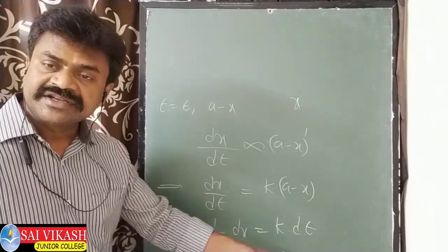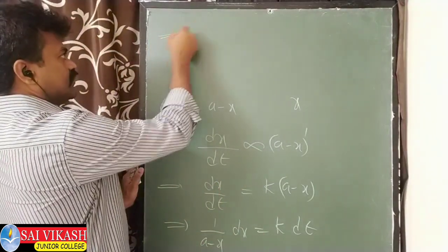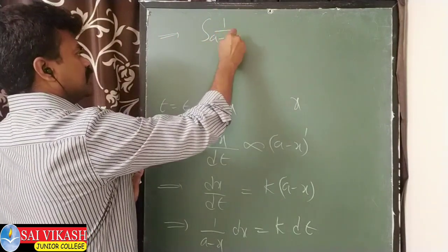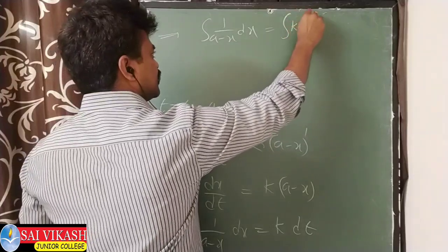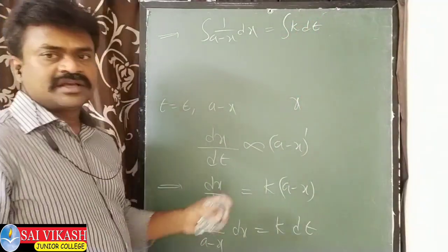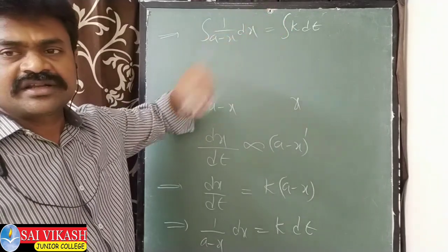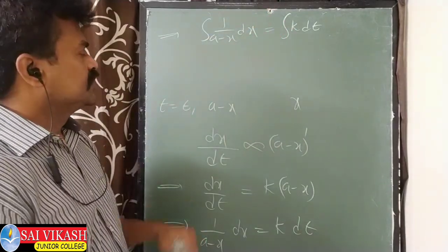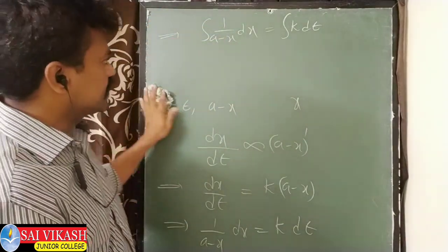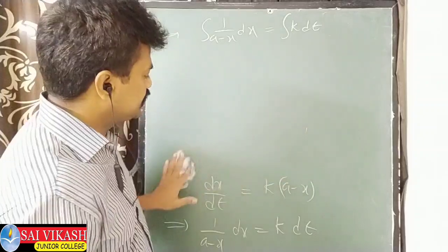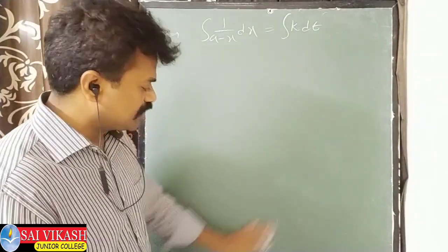Now integrating on both sides here also. So what will you get? Integral of 1 by (a minus x) dx is equal to integral of k into dt. Here k will come outside because it is a constant. But for the integral of 1 by (a minus x) dx, what happens? I will give the formulas now.